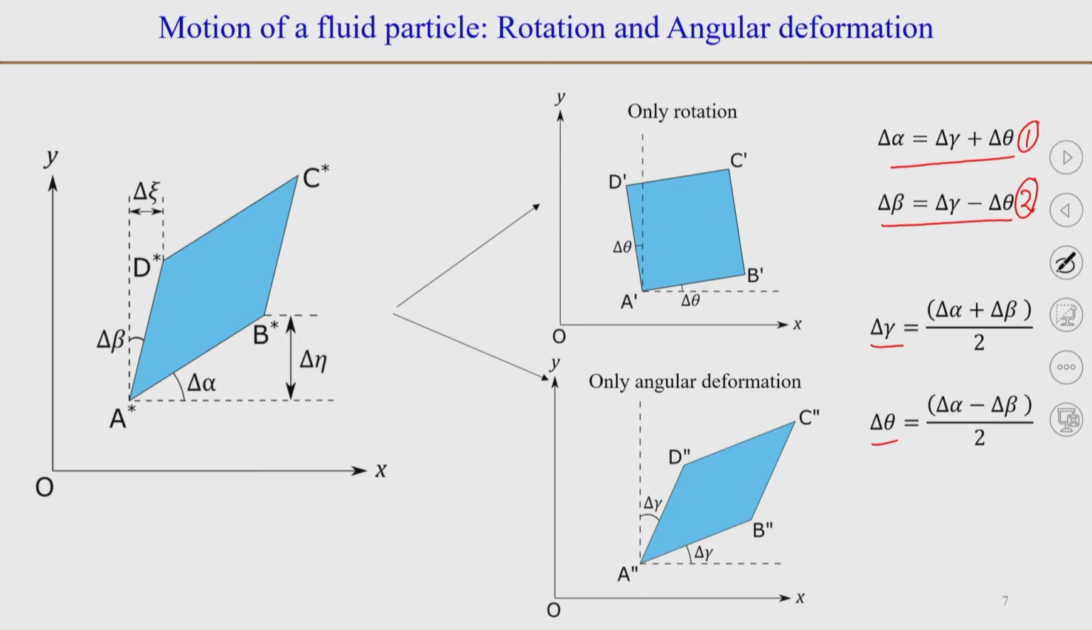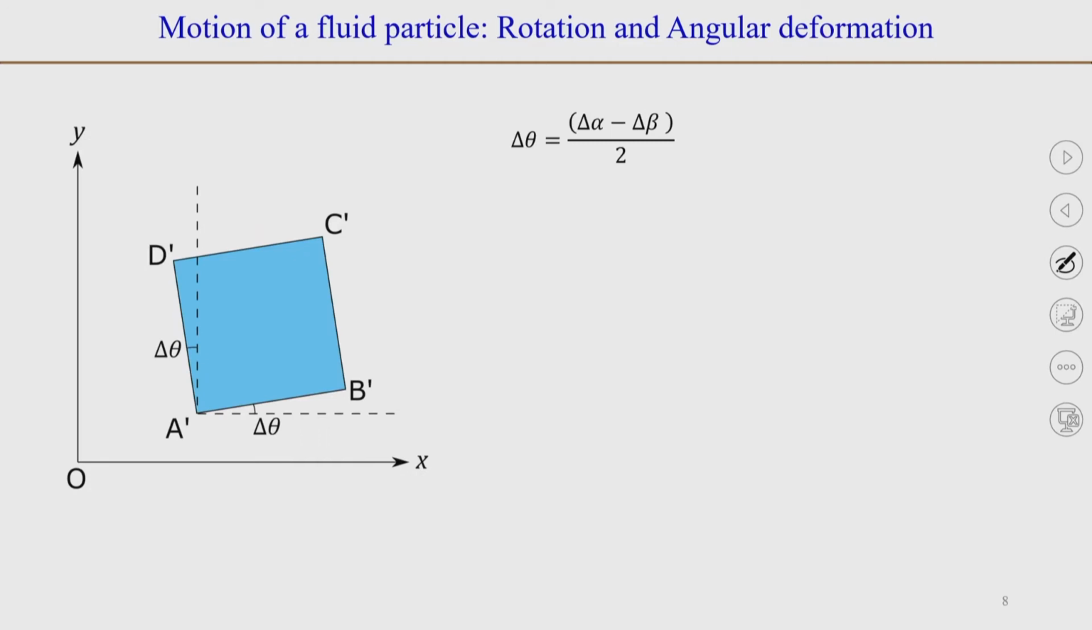So, we can substitute the values of delta alpha and delta beta that we have found just now in terms of dou v by dou x and dou u by dou y. First, we find delta theta, where delta theta is the rotation of the fluid element. So, delta theta is equal to (delta alpha minus delta beta) by 2, and we can substitute these two values of delta alpha and delta beta in here.